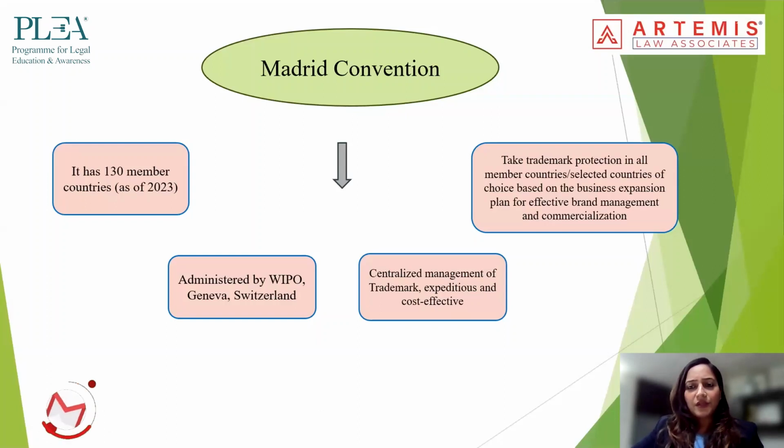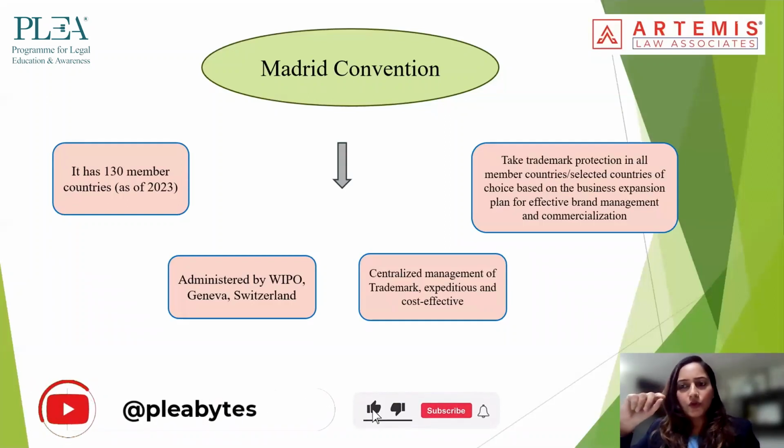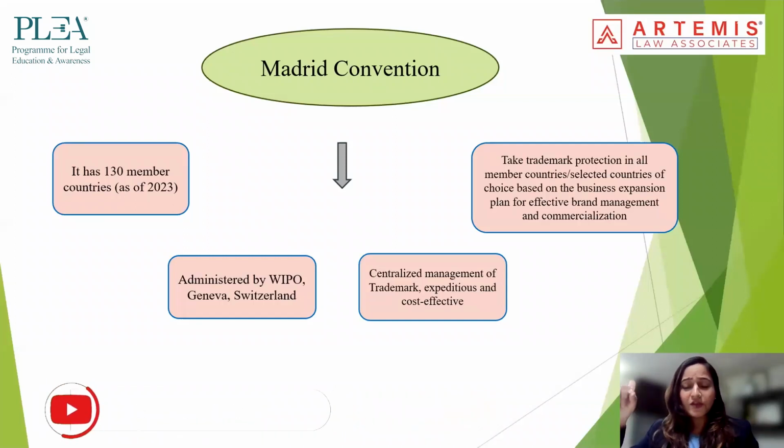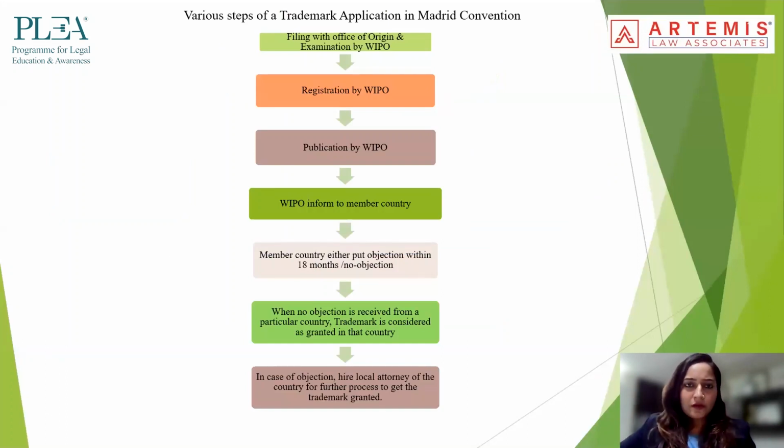You take trademark protection in all the member countries, or selected countries of choice, based on the business expansion plan for effective brand management and commercialization. So in the Madrid application, you pick and choose the countries of your interest. You check mark those boxes where you need to file the application or where you intend to file the application. There are various steps of trademark application under the Madrid Convention.